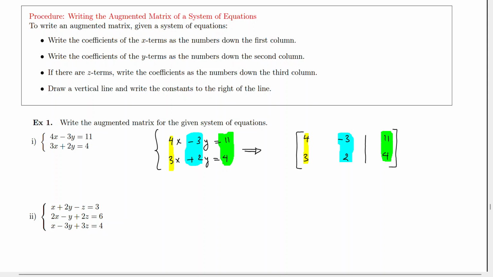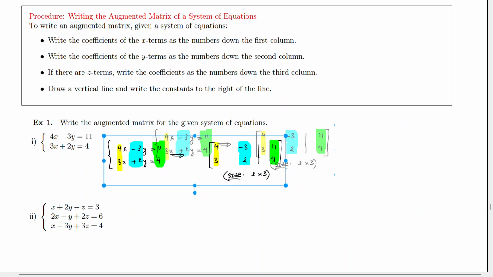And so what's the size of this matrix? The size of this matrix is a 2 by 3. So the order or the size or the dimension represents how many rows and how many columns we had to begin with. And in this case, it's a 2 by 3 matrix. So that's how you write an augmented matrix. Very straightforward process, very simple, not much to it other than organizing yourself first. So we'll practice how to do this again.